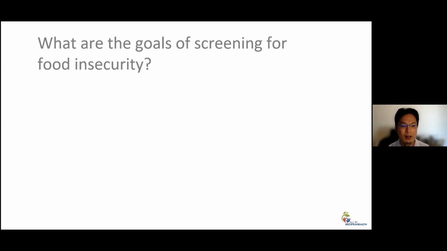Right. Dr. Jimenez is exactly right. You want to connect the screening to resources. What are some other reasons? A positive screen. What are the other goals that you're trying to do when you're practicing this with your patients?